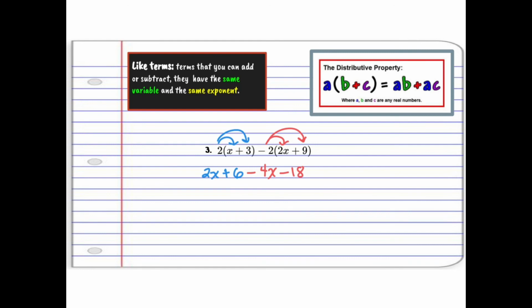Now that we don't have parentheses, we're just going to start combining like terms. So let's just start with the x's. So we have 2 minus 4. That's going to give me negative 2x. And then we're going to do the numbers. Positive 6, negative 18. That's going to give me negative 12. Now here, again, no more like terms. This is going to be my final answer.